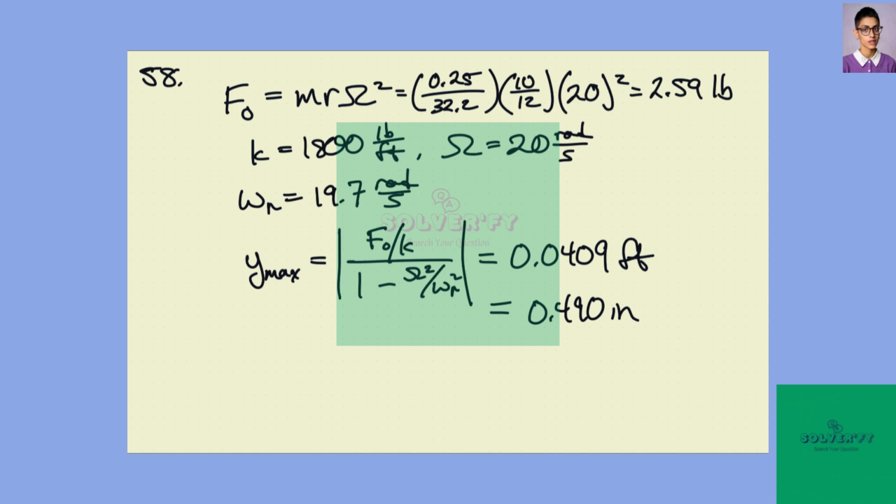It's not exact, so we can give it an amplitude here, and it turns out that that amplitude, we can have F naught, we have K, we have omega, capital omega, and we have omega n. So we can plug everything in. It turns out that that is 0.0409 feet, or about half an inch.